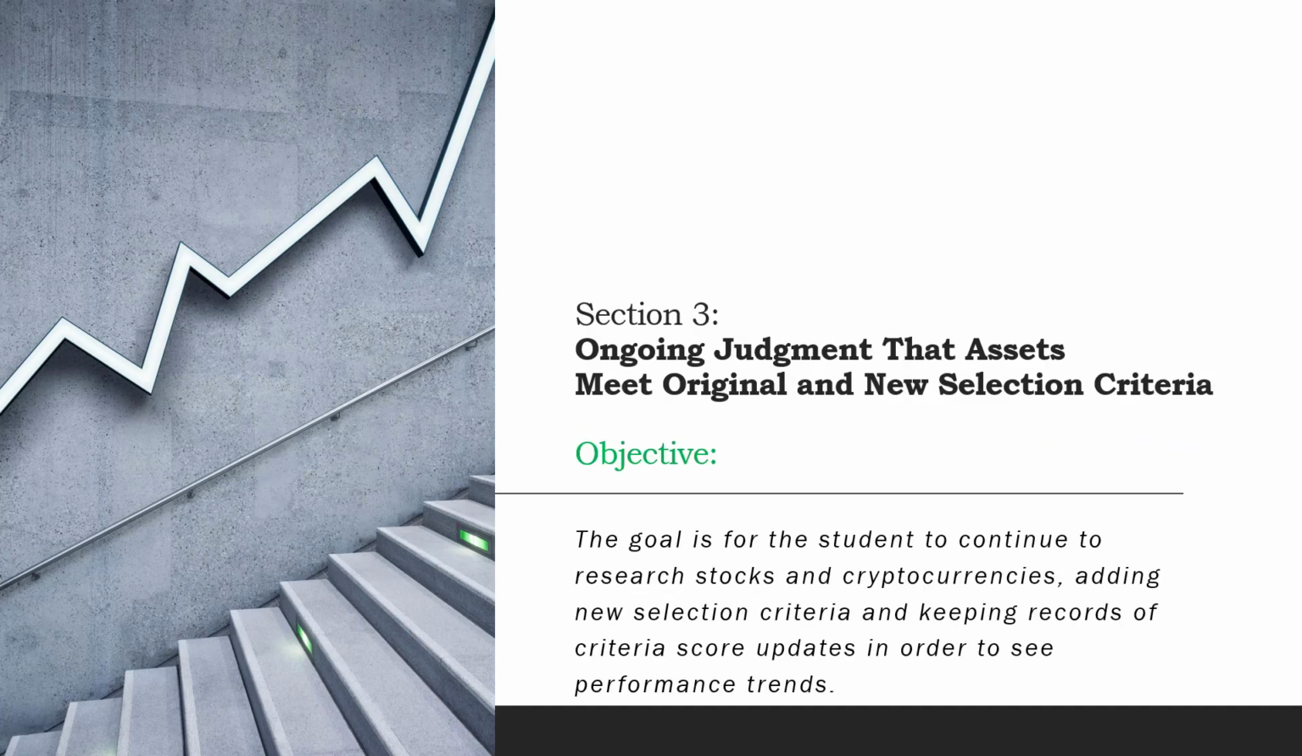Section 3. Ongoing judgment that assets meet original and new selection criteria. The goal is for you to learn to continue to research stocks and cryptocurrencies, adding new selection criteria and keeping records of criteria score updates in order to see performance trends.